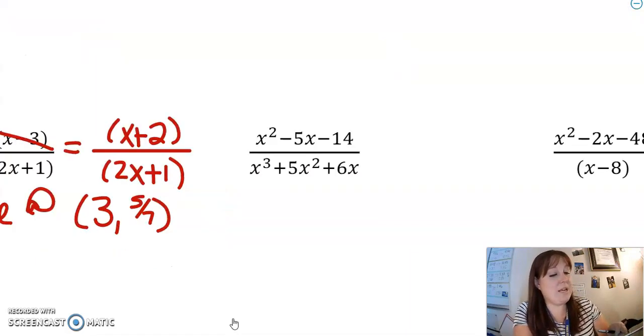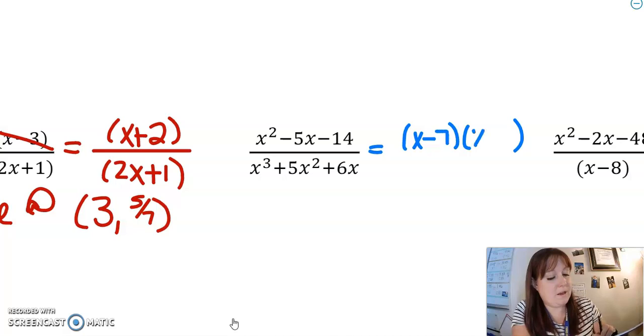Again, I have a hole anytime I have 0 over 0. The easiest way to start with these is always to factor the top and the bottom, because it's so much harder to work with when they're not factored. So let's go ahead and factor the top and bottom. What multiplies to -14 and adds to -5? That's going to be 7 and 2, so x minus 7 and x plus 2, so that factors the top.